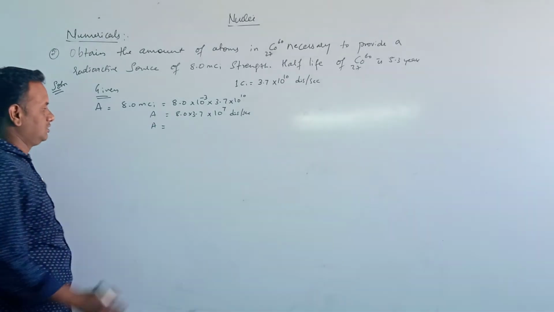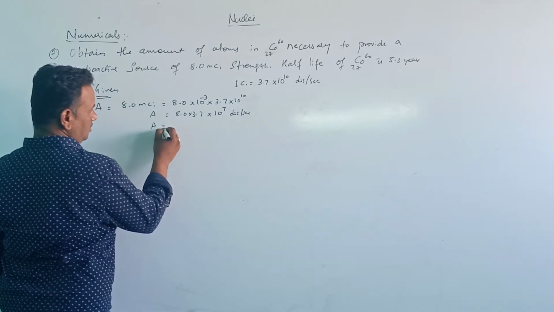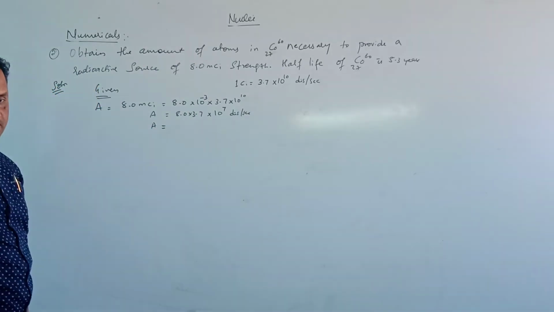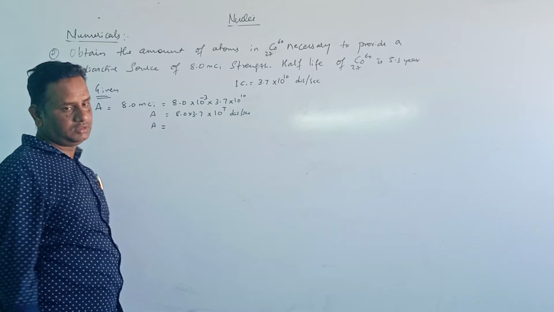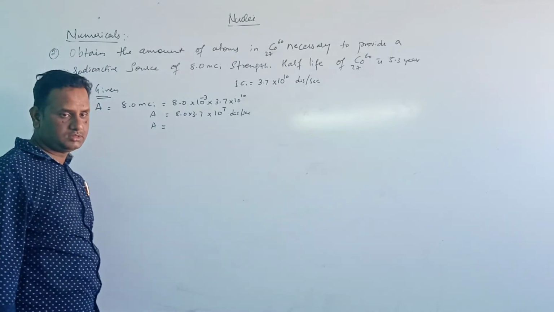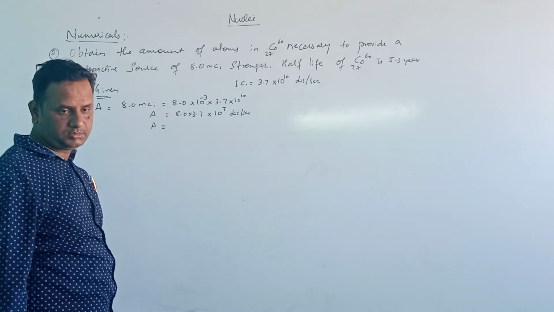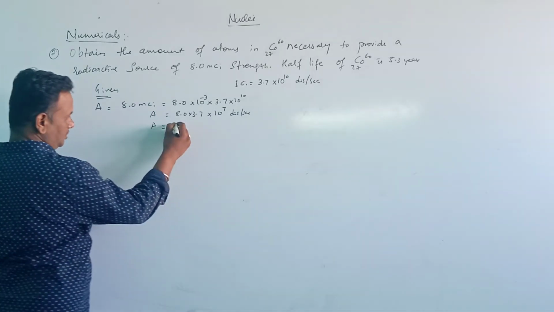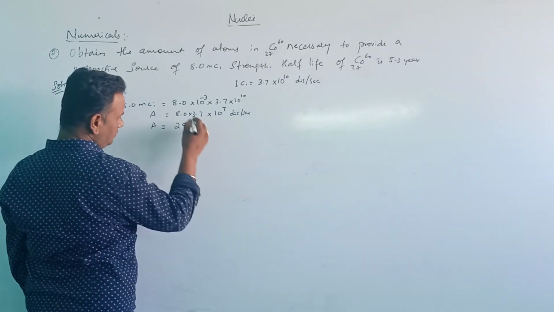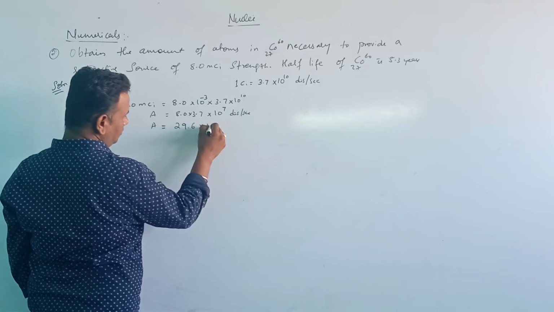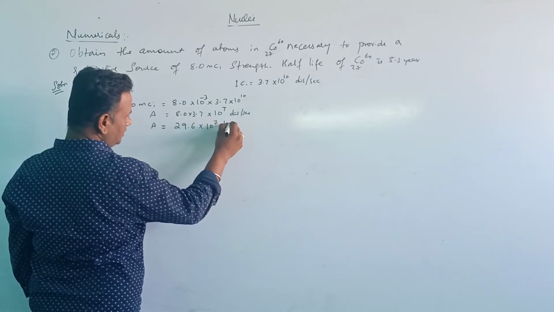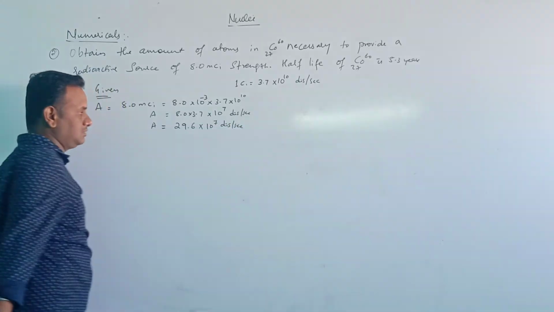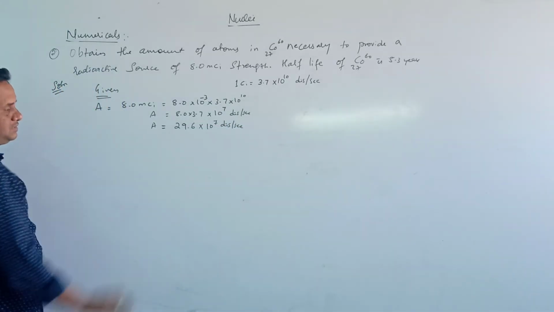3.7 into 8. How much are you getting? 3.7 into 8. 29.6 into 10 to the power of 7 disintegration per second. So this is the A value.